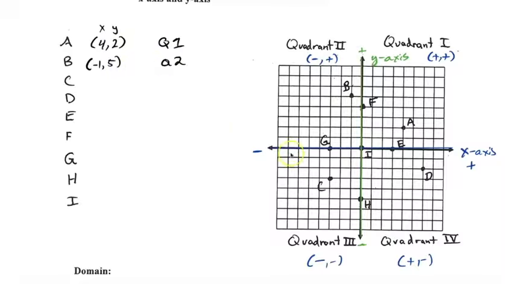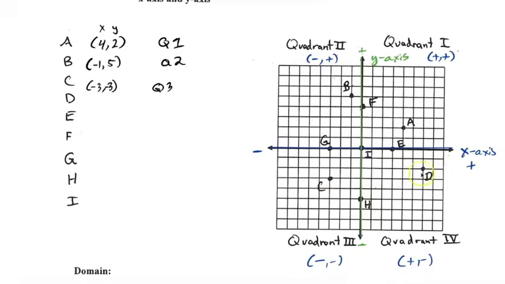Next, let's find C. C is right here. We're going from the origin, and left and right goes first. That's your x. So we go left 1, 2, 3, so negative 3. And then we go down 1, 2, 3. So this will be (-3, -3). And that's in quadrant 3.